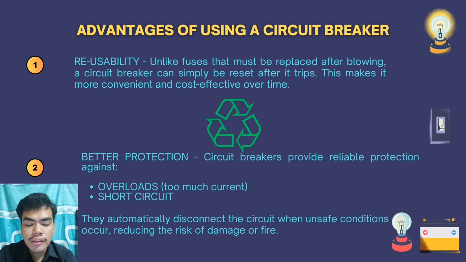Another advantage is that it has better protection. Circuit breakers provide reliable protection against electrical faults such as overloads and short circuits. An overload occurs when too much current flows through a circuit, while a short circuit happens when current takes an unintended low resistance path, because electricity wants low resistance paths. Circuit breakers automatically disconnect the electrical supply when these unsafe conditions that I have mentioned occur. They help prevent equipment damage, reduce overheating, and lower the risk of electrical fires.